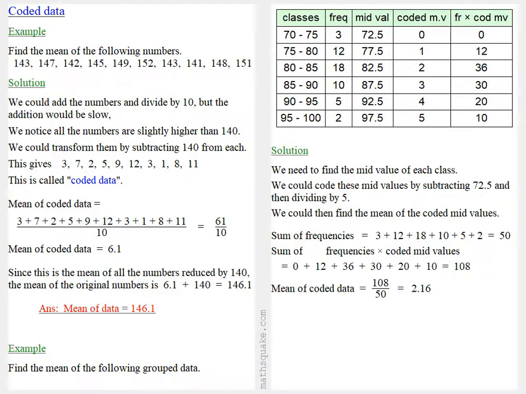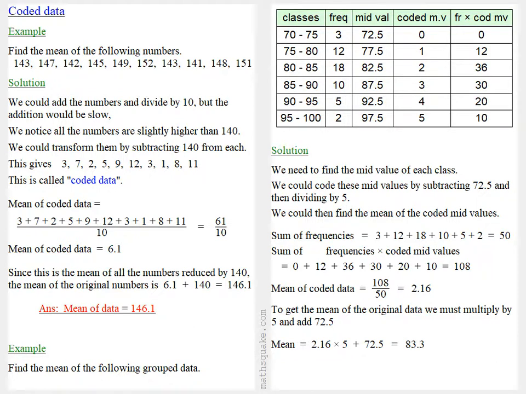Now to get the coded data, we subtracted 72.5 and then divided by 5. So to reverse this, to get the proper mean, we have to multiply by 5 and then add on 72.5. So the mean is equal to 2.16 times 5 plus 72.5, which is 83.3, and so the mean is equal to 83.3.